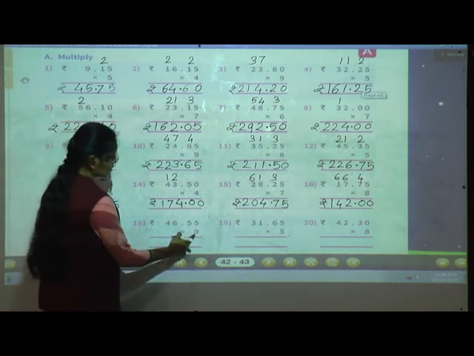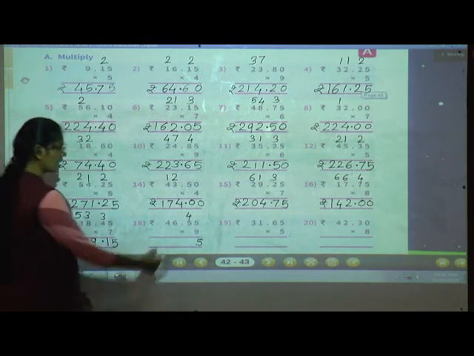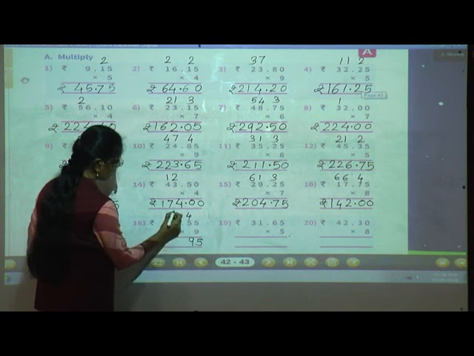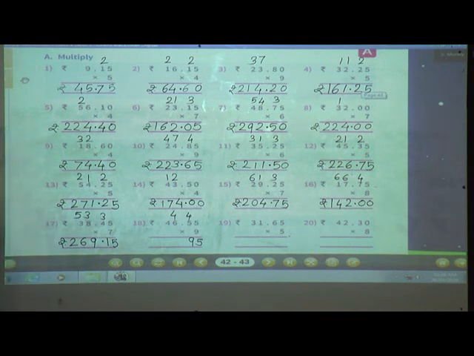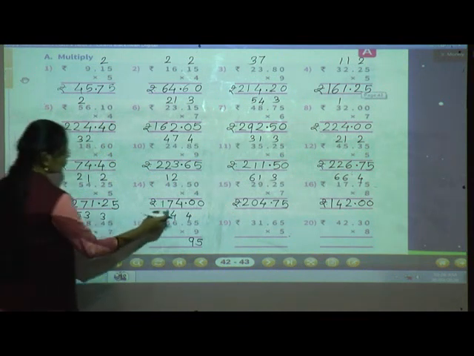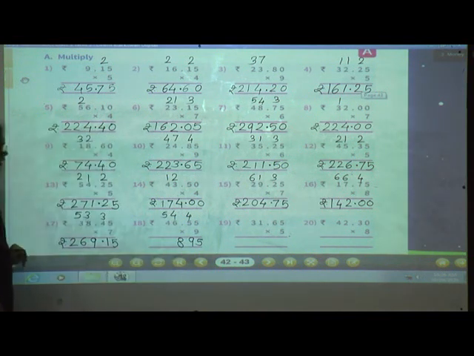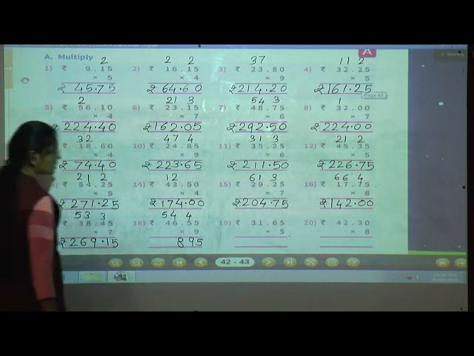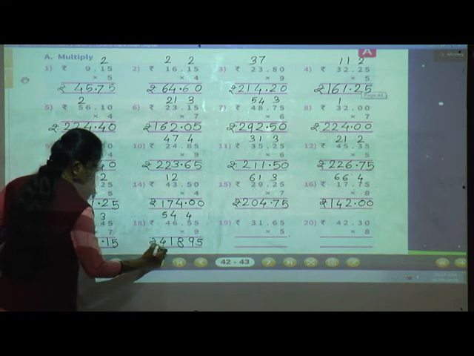Now next example, rupees 46.55 into 9. 9 5s are 45. So here we'll write 5 and 4 as a carry. Again 9 5s are 45 plus 4, 49. So write here 9 and 4 as a carry. Then 9 into 6, 54. 54 plus 4, 58. So write here 8 and 5 will be carry. Then 9 into 4, 36. 36 plus 5, 41. So write here 41 and give a dot.